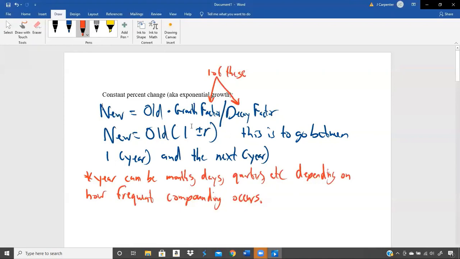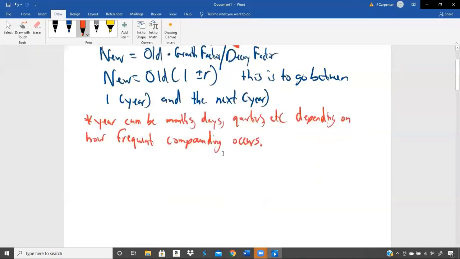All right, so new equals old times 1 plus or minus r. And we showed in my regular class how if you wanted to do this over multiple years, this 1 plus r, every year you just get another one, and then another one, and then another one. And you'll have as many of those as the years or months, as we'll do later, or days, as we'll do later, go by. So that's how that exponent got involved.